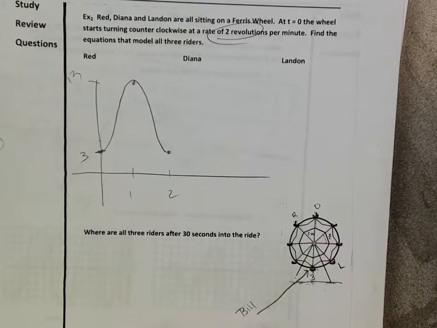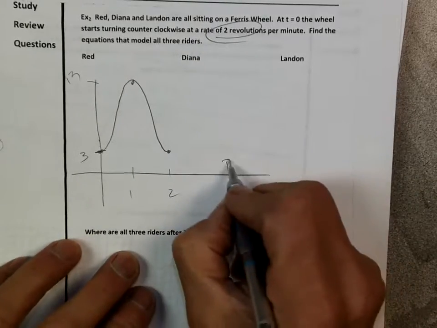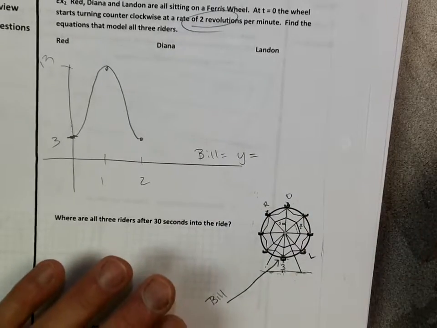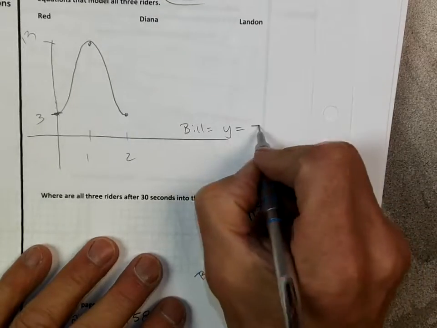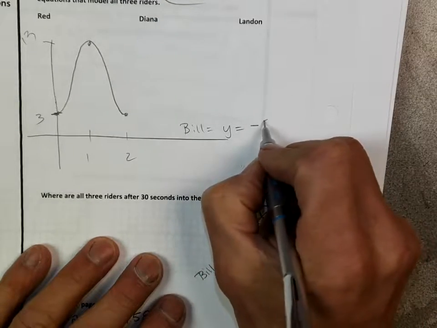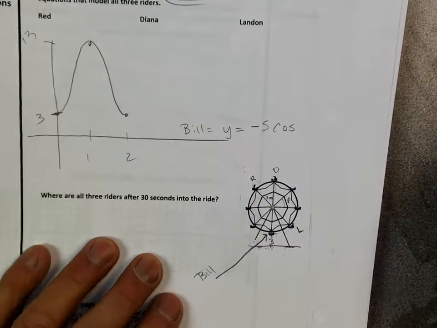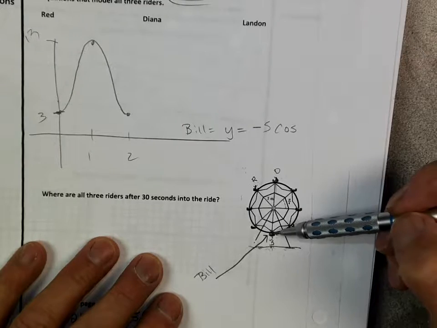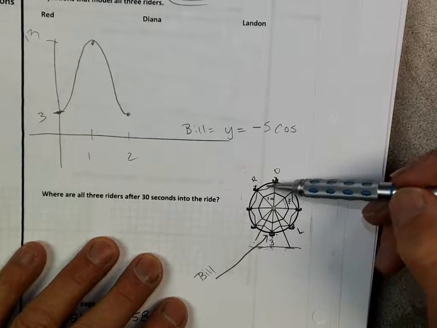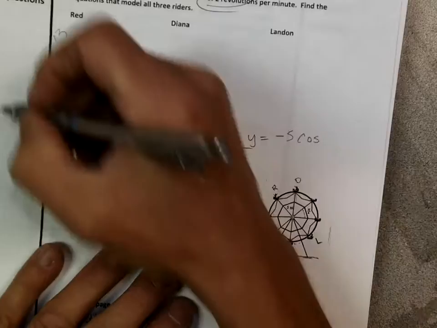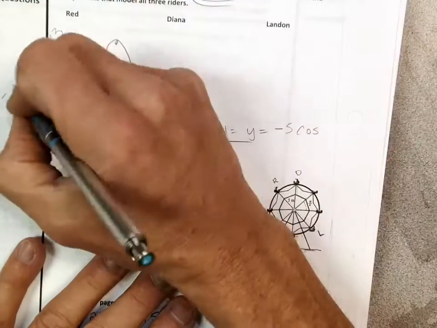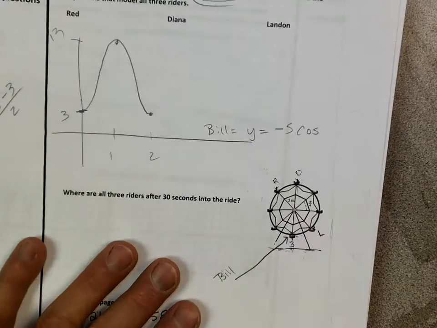Now, for my equation, we'll just say Bill's equation. We're going to have y equals. I'm going to go with a negative cosine. You guys okay with that? Yeah. I'm going to go with a -5 cosine. Now, where did I get the 5 from? Between 3 and 13, I go up 5s, or we can go max. If you want the amplitude, it's the max minus the min divided by 2, right? Which is 5, right? You guys agree with the amplitude?